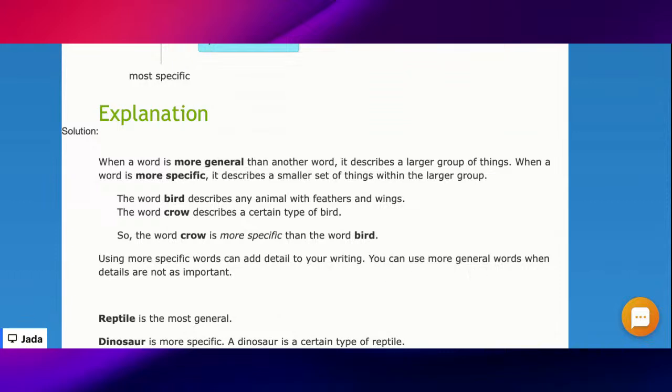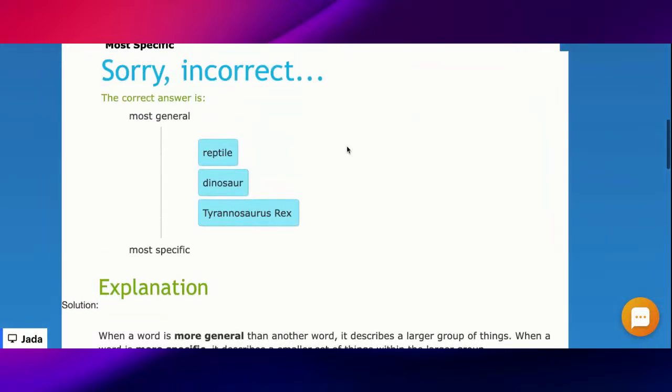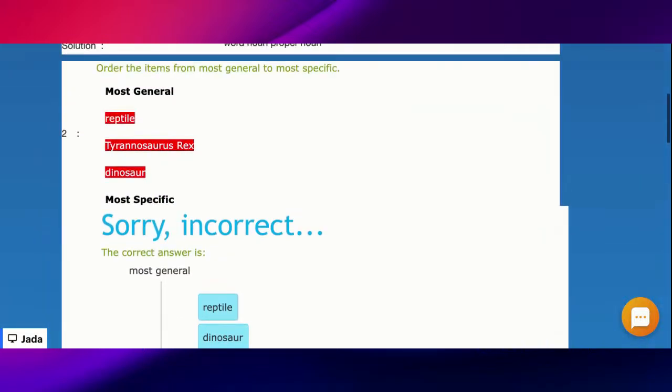So when the detail is not so important, you don't necessarily need to give all the details. Hi, hi Ruth. So when you don't have to give all the necessary details, then you can just go with the more general. But if you need to give specific details for whoever is reading your writing to understand, then you would go with the more specific words. So more specific words just give us more information.